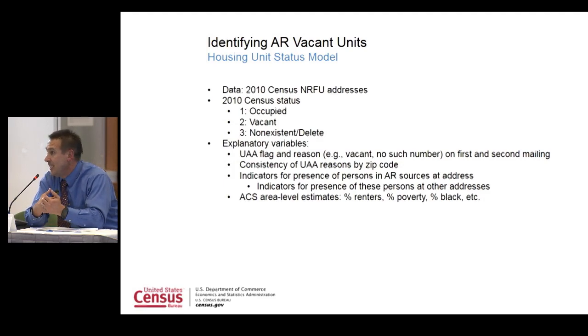We also add in indicators: can we find on the IRS 1040s, 1099s, the Medicare database, our third-party source, indications of finding people at those addresses? Because we've seen these are powerful covariates indicating these addresses may be occupied. And we also take into account information from our American Community Survey. We are able to take advantage of block group level estimates of the percentages of renters, poverty, percent black, percent vacant. So we're able to take a lot of information that we have about the local area we're trying to make a determination on.